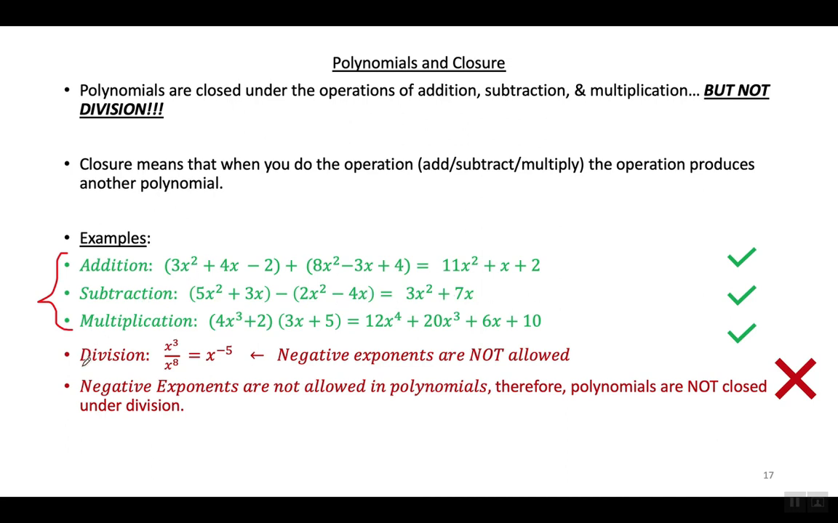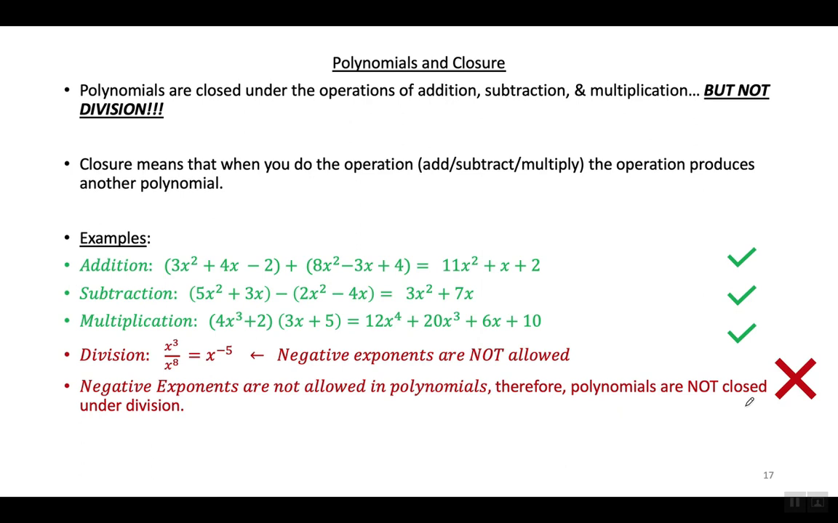But for division, it's not closed because you could divide 2 polynomials and get an answer that is not a polynomial. Why is this not a polynomial? This is important because it's on the question that I'm about to go over. Negative exponents are not allowed in polynomials. Therefore, polynomials are not closed under the operation of division.